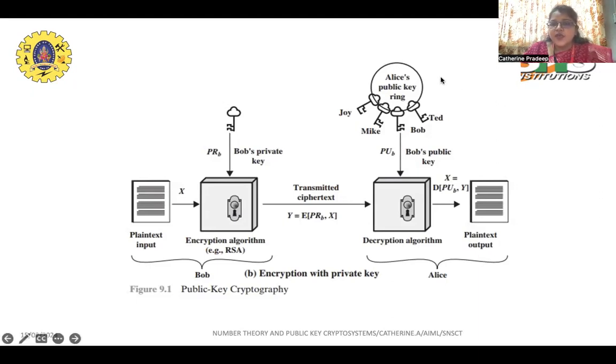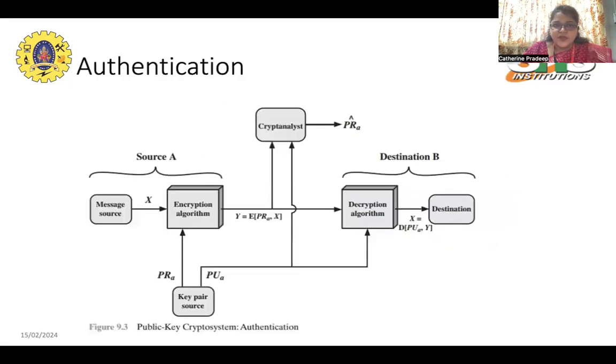As I told you earlier, both Alice and Bob will have a public key ring with their friends' public keys, which will be collected from the directory. Within this directory, she will search for Bob's public key. She takes Bob's public key, decrypts the message, and the output is the plaintext. This is how encryption and decryption happen using public key crypto systems.